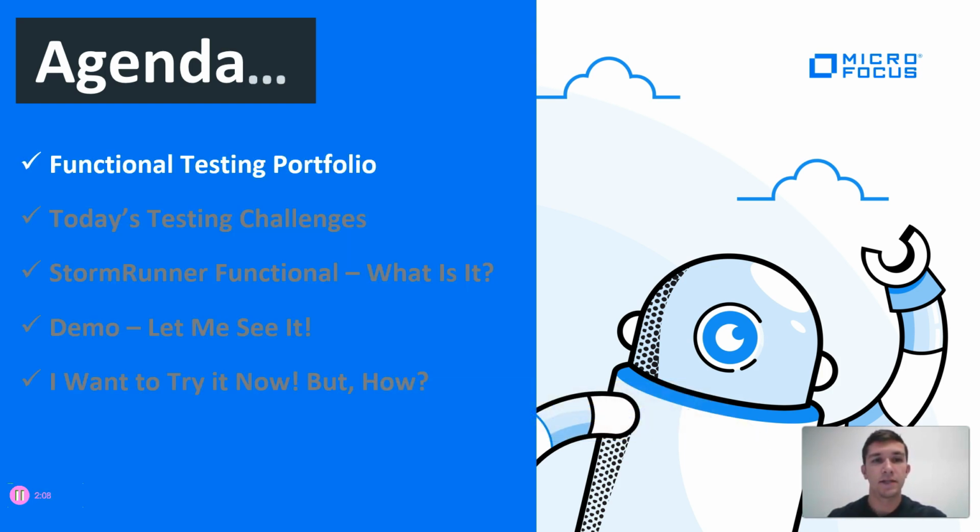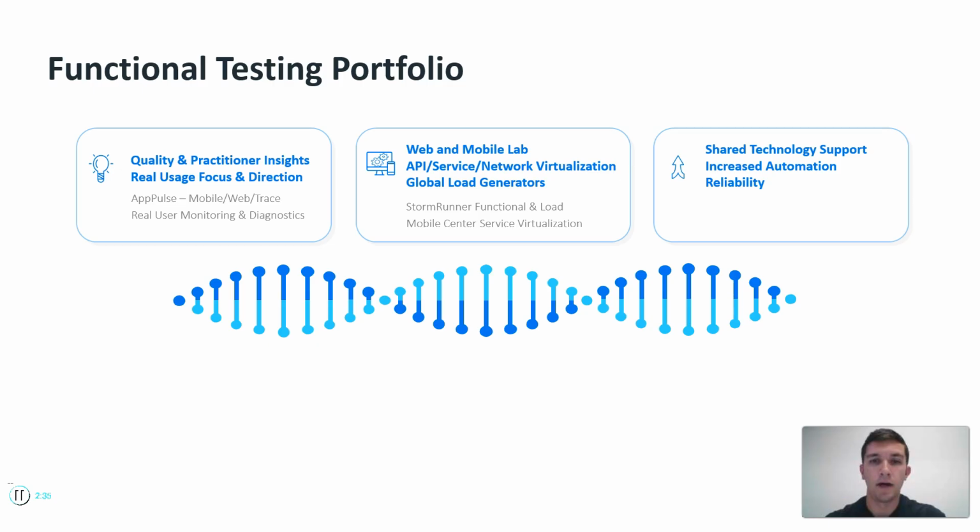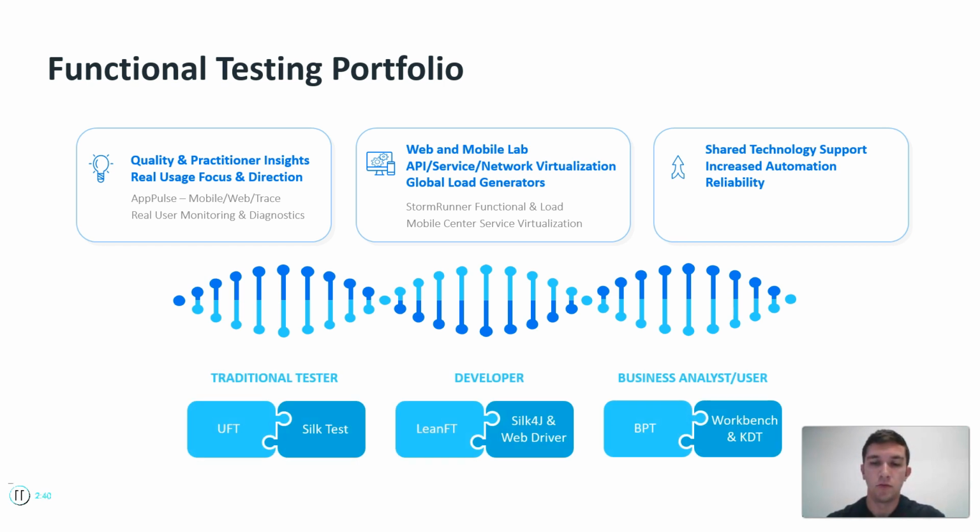All right, so functional testing portfolio. Now, I want to help you understand exactly where StormRunner Functional fits in, because as you may already know, if you don't, we have the products that you can leverage within your team, for traditional tester to the developer to business analyst. So everywhere from shift left to shift right to the middle, from very technical to non-technical to kind of technical testers. Those solutions are available for you. And what we see below, StormRunner Functional is going to be a complement to them.